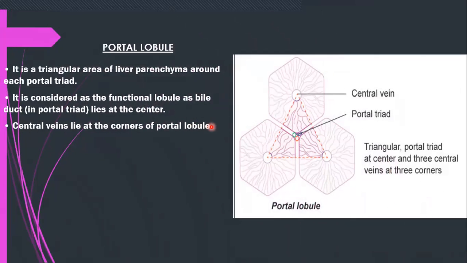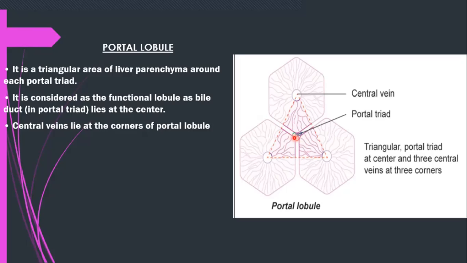So, the portal lobule. Now, it is a triangular area of the liver parenchyma around each portal triad. It is considered the functional lobule as the bile duct lies at the center. It is the functional lobule, okay? Central veins lie at the corners of the lobule, okay? So this portal lobule refers to the area of the liver that is supplied by one portal vein.